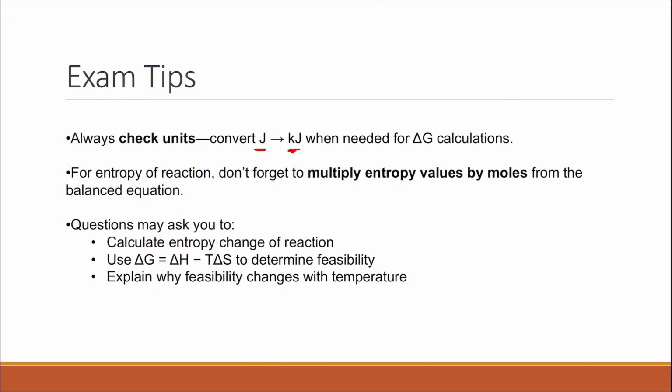For the entropy of a reaction, don't forget to multiply the entropy values by the moles of the balanced equation. Questions you might be asked: calculate the entropy change of a reaction, as we've seen before, or use the delta G to determine the feasibility, or explain why the feasibility changes with temperature.